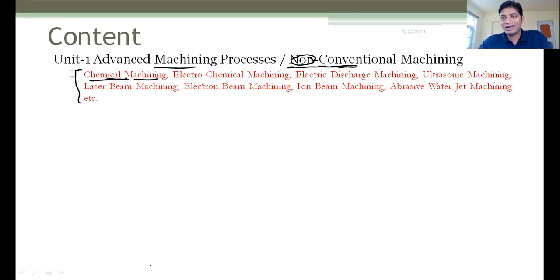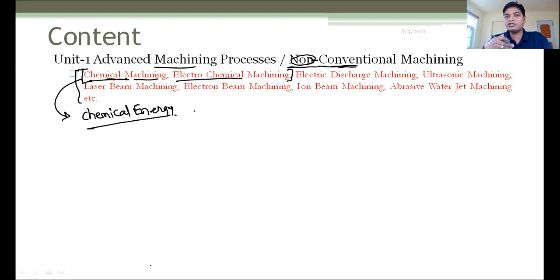And the next operation is the electrochemical machining operation. Both these operations basically involve chemical energy. Machining is about which kind of energy we are using, or what kind of work is done by the tool on the workpiece. So here, to remove the material, we are using chemical energy. That we will study in the chemical and electrochemical machining operations.